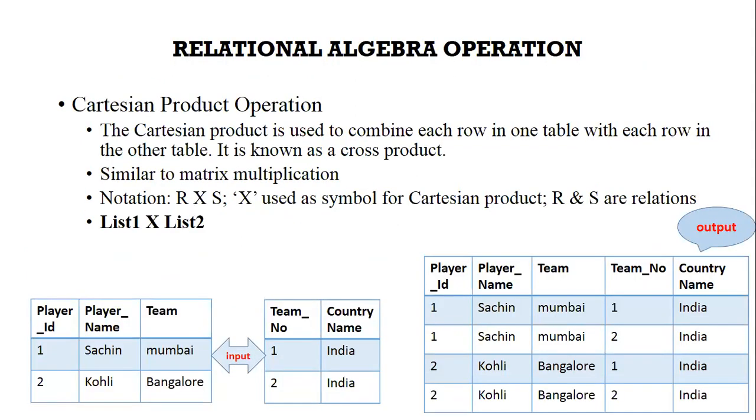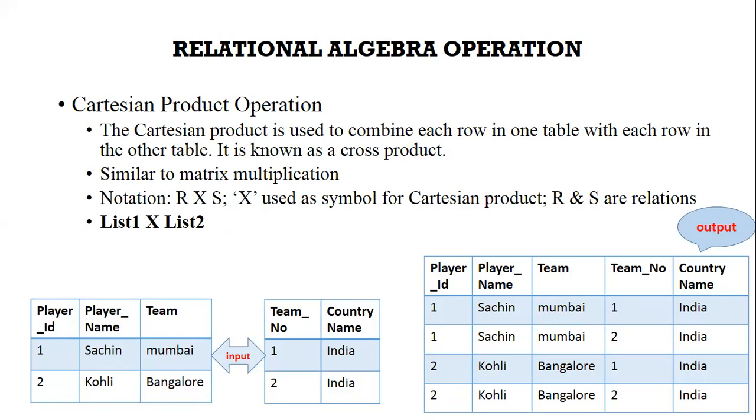The next operation is Cartesian product. Here Cartesian product is represented with the cross notation. I want to combine each row in one table with each row in the other table. Again, two tables are given: list 1 and list 2. List 1 has the attributes player ID, player name and team, and list 2 has the team number and country name as attributes. Here I want to combine both tables. It will be performed like matrix multiplication.